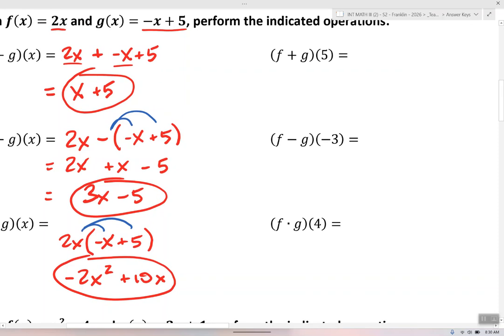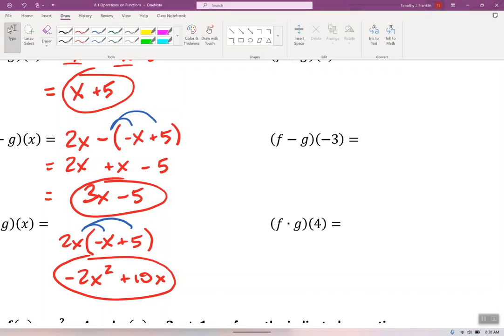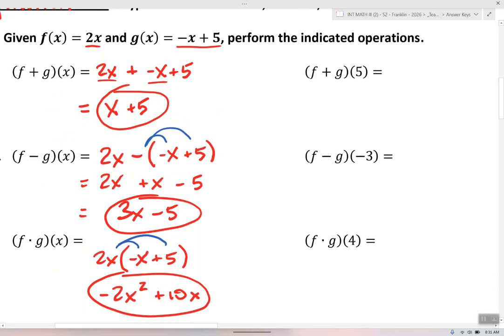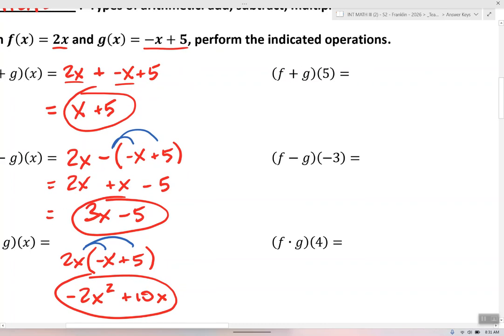Now on the right-hand side here, see we're putting an input on it. So instead of x as our input, we're putting a number. Luckily, we just figured out what all those functions are. So f plus g of 5, we're going to take that f plus g of x function, x plus 5, and we're going to put 5 in for x, and that's 10.